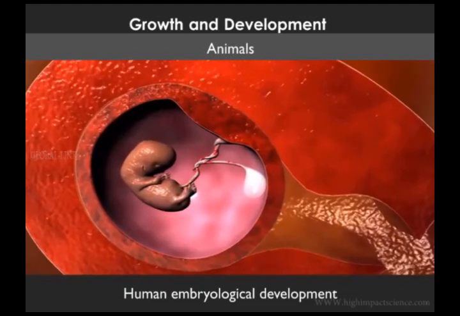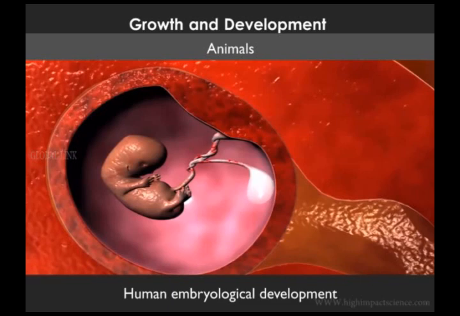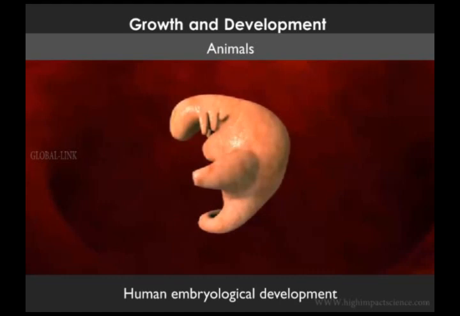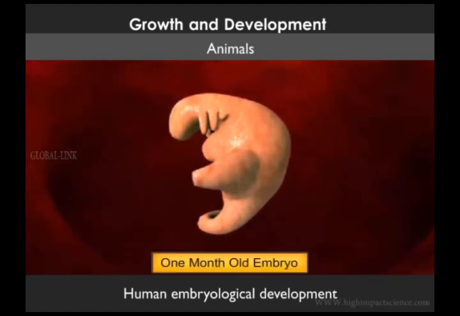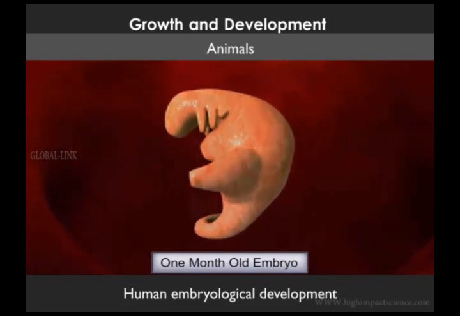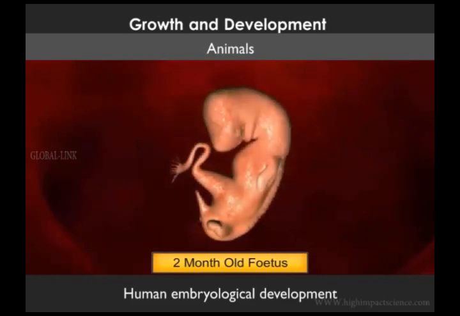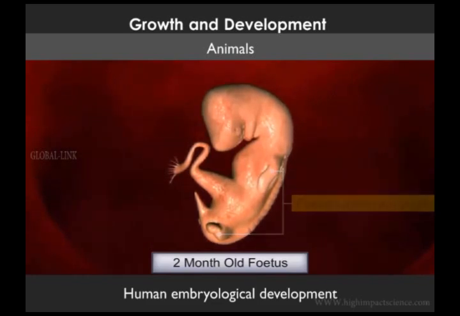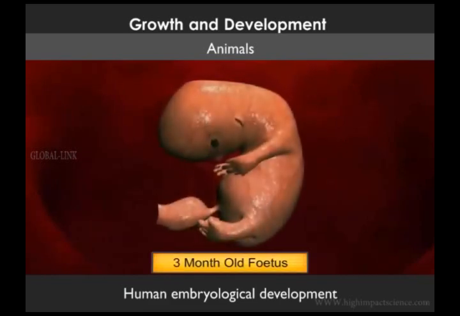The embryo stays in the uterus for 9 months, which is called the gestation period. During this period, the embryo undergoes several developments. By the end of 1 month, the embryo develops a heart. The end of the 2nd month marks the transition of an embryo to a fetus with developing fetal limbs and digits. And by the end of the 3rd month, most of the organs are already formed.